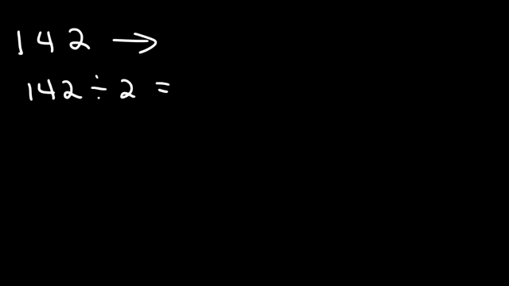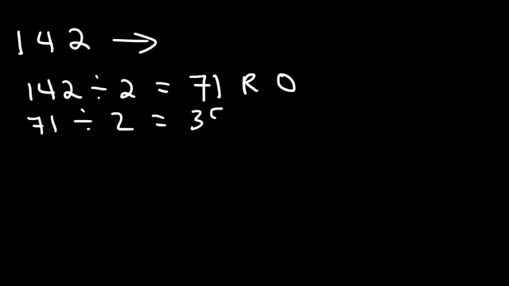Now let's go over this second example. So let's say we have 142. Use successive division to convert it to a binary number. So let's divide this by 2. So 142 divided by 2 is exactly 71. So it's 71 with a remainder of 0. And then 71 divided by 2, that's 35.5. So it's 35 remainder 1.